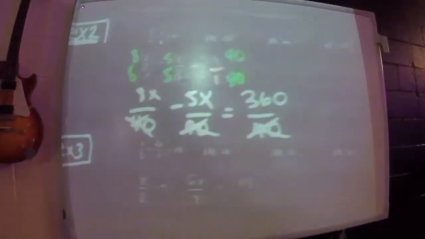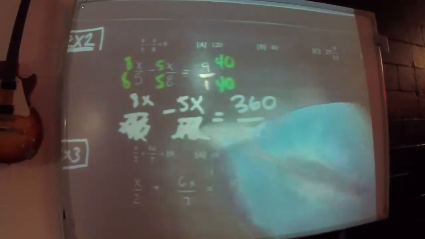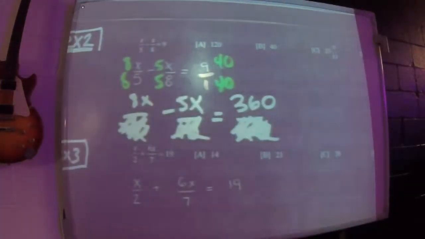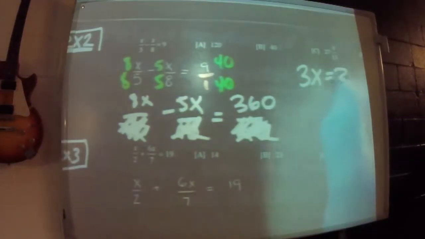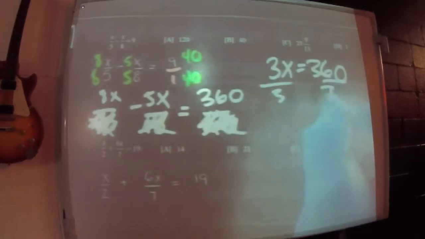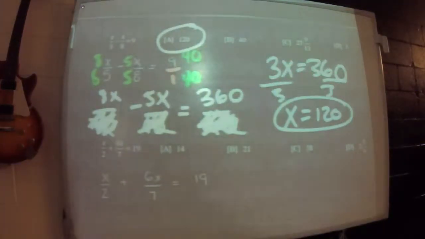You've got 8x minus 5x equals 360. So it's like these aren't there. Combine your x's. What's 8x minus 5x? 3x. 3x equals 360. Divide by 3, and x equals what? 120. X equals 120. These are kind of the simpler examples. The next one is still kind of simple.